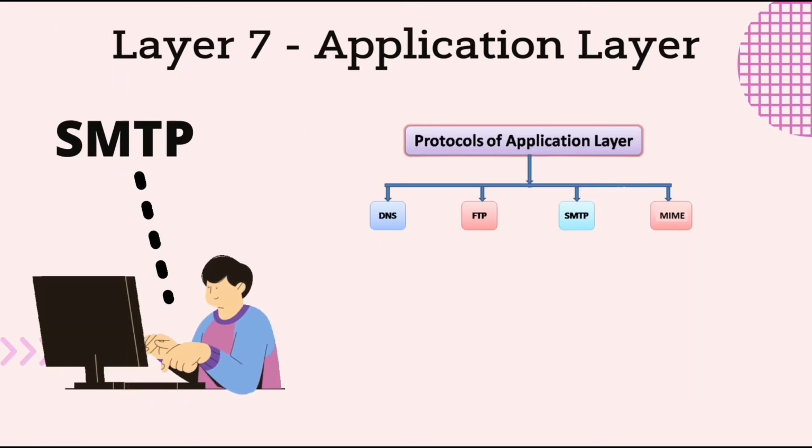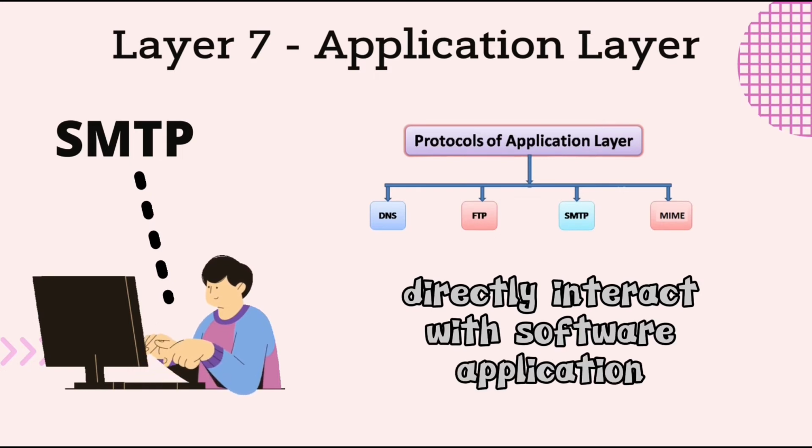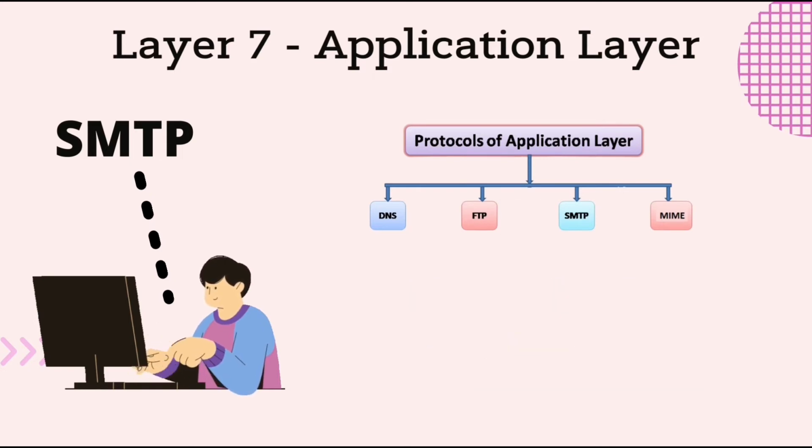Layer 7. Application layer. This is the only layer where users can directly interact with the software application. The application layer provides network services to the end user. These services are protocols that work with the data the client is using. There are many application layer protocols that enable functions such as DNS, FTP, SMTP, and MIME.